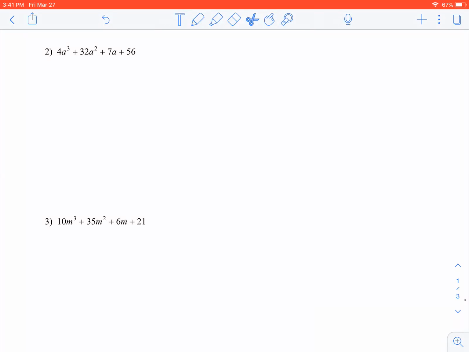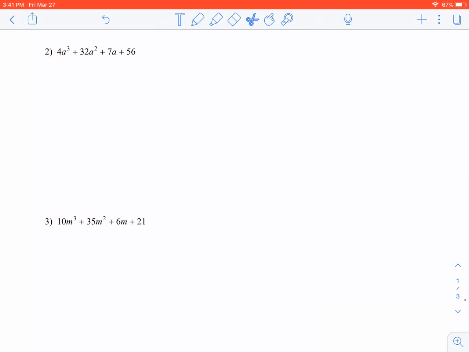Okay, so here's a couple more problems on factor by grouping. So remember, the first thing we're going to do is take a look at this problem and see if we can factor out a GCF. So is there a number that is common to 4, 32, 7, and 56?